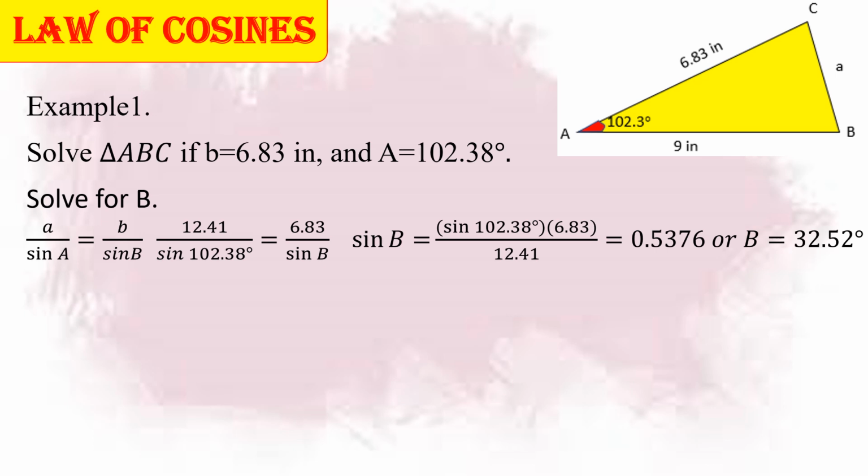And if you don't have one, you can use an application that can be downloaded from Google Play. So, sine 102.38 times 6.83 over 12.41.